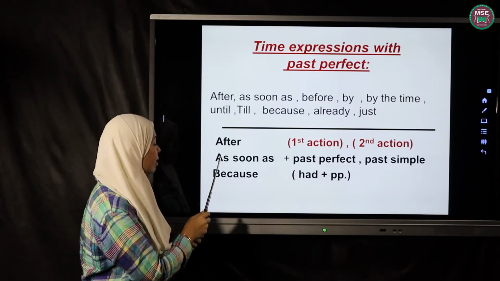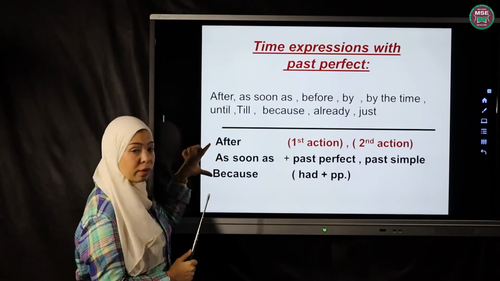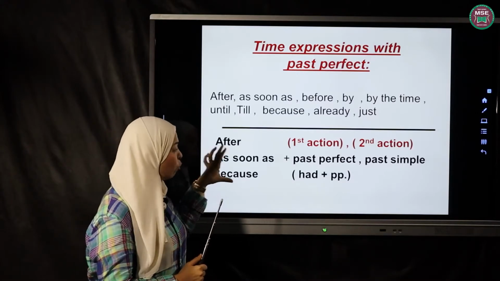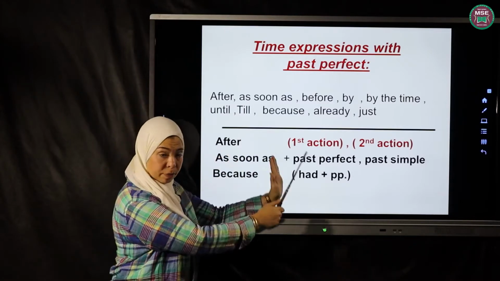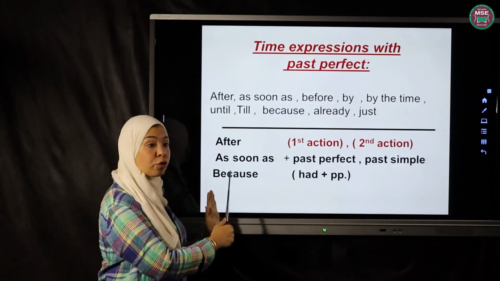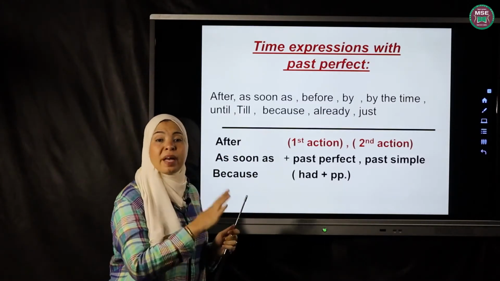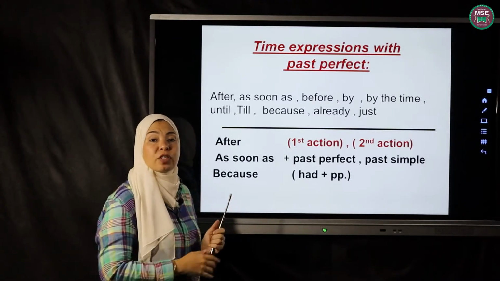After, as soon as, and because. I put the three here together because they have the same rule. The same rule is that after, as soon as, because, I should put the past perfect action, which happened and finished.